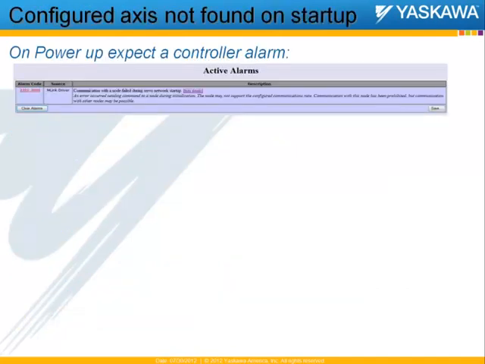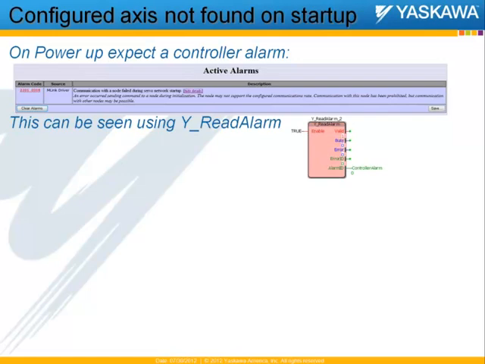So first case, if the configured axis is not found, or all configured axes or some of the axes are not found during startup, on power up, the customer or the machine operator can expect to encounter a controller alarm. And the controller alarm basically points to communication with a certain node that did not work because that particular axis was not powered on in that power cycle, in that particular power-up situation. Now, this particular controller alarm, remember this is not an axis alarm, this is a controller alarm, can be read using the Y read alarm block, which is used to read any controller-related alarms.